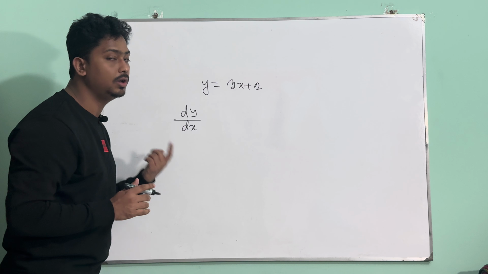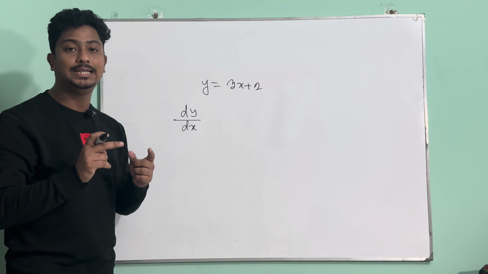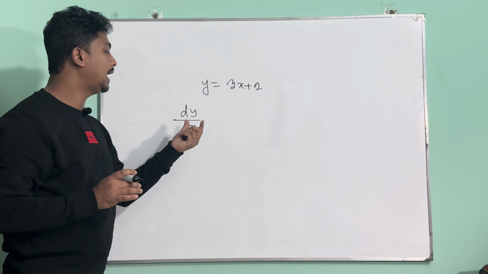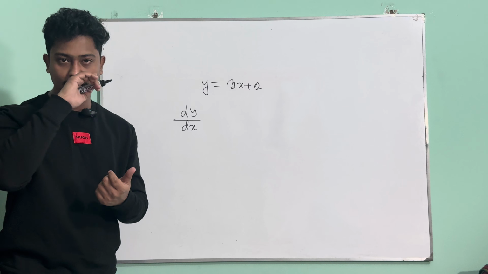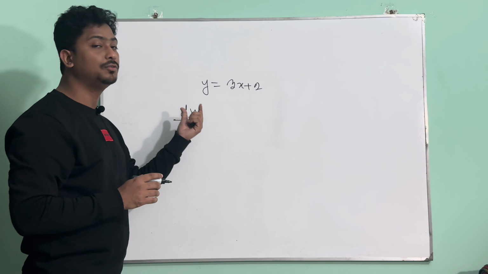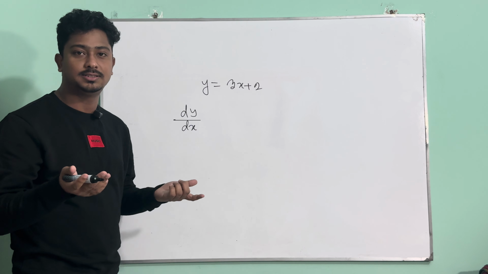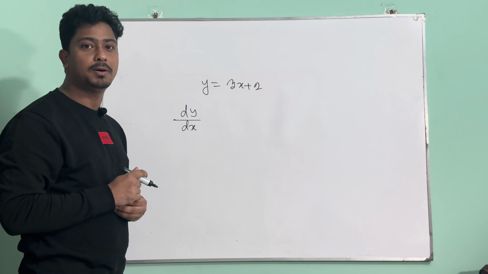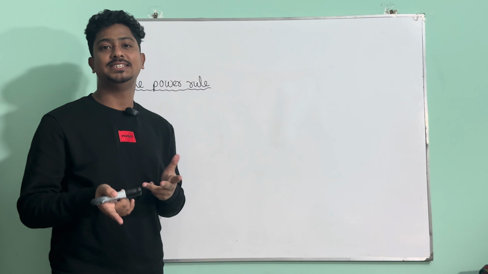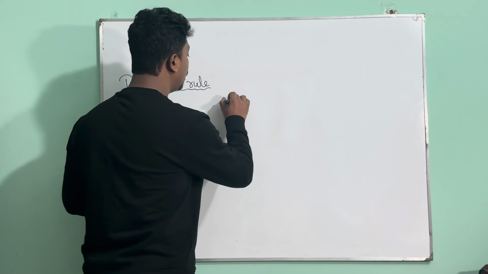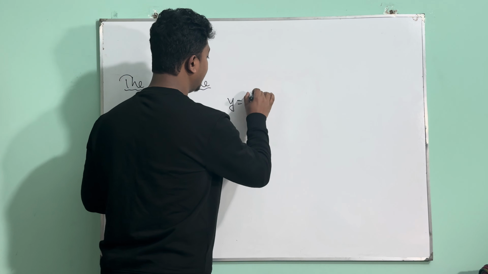Now, how do we call it? We call it d dx of y. d dx is the operator, and y is what will be changed, right? So you're going to call it d dx of y. Sometimes it is also called dy by dx. Now, let's start the power rule. Power rule says that, let's say we have a function y equals x to the power n.